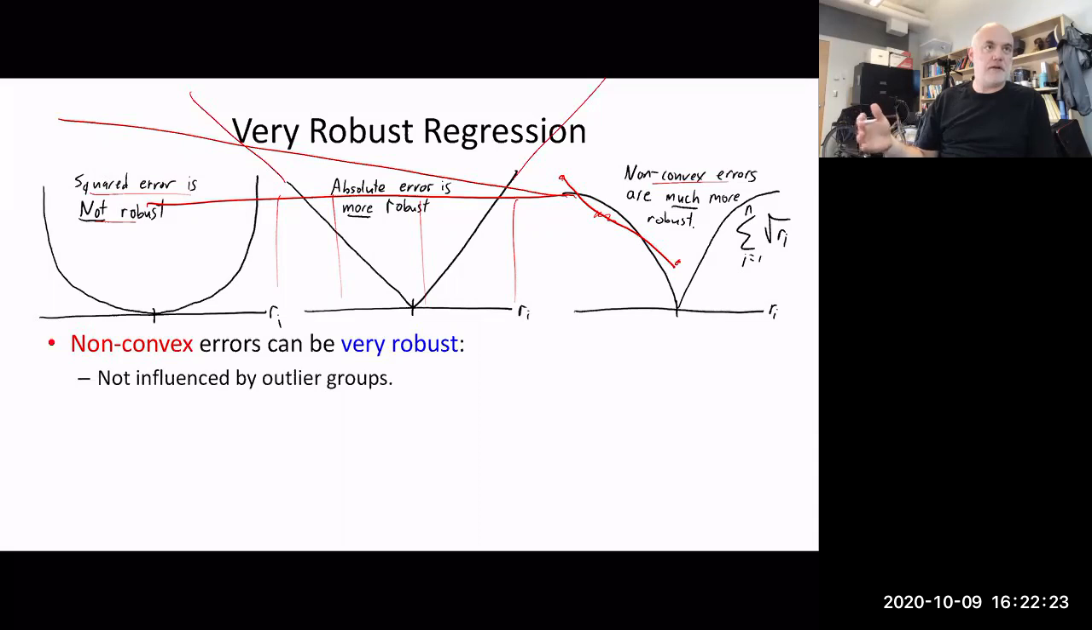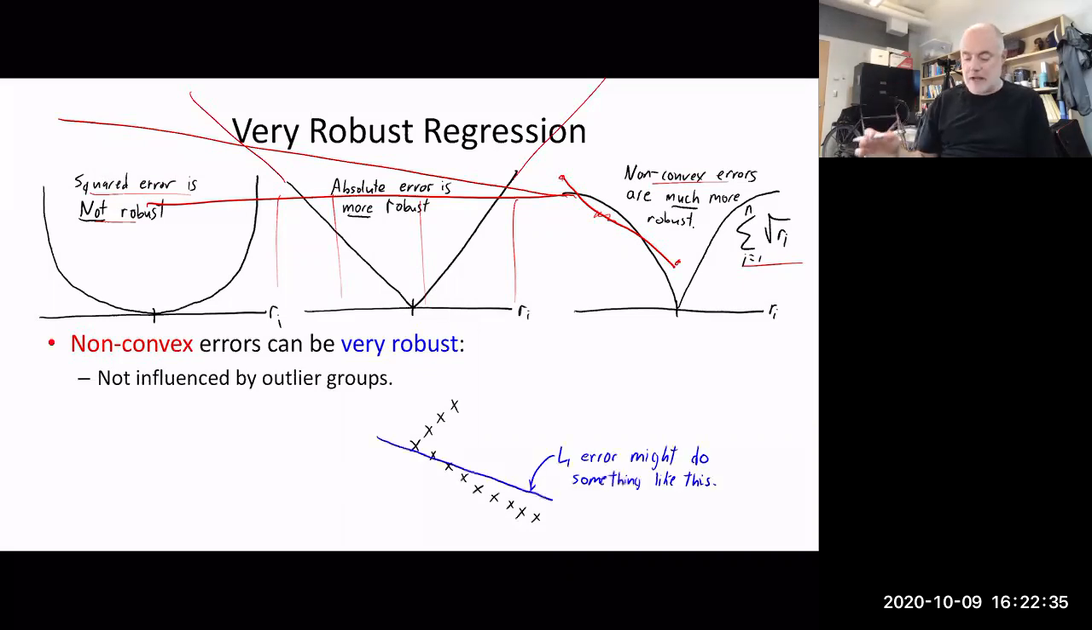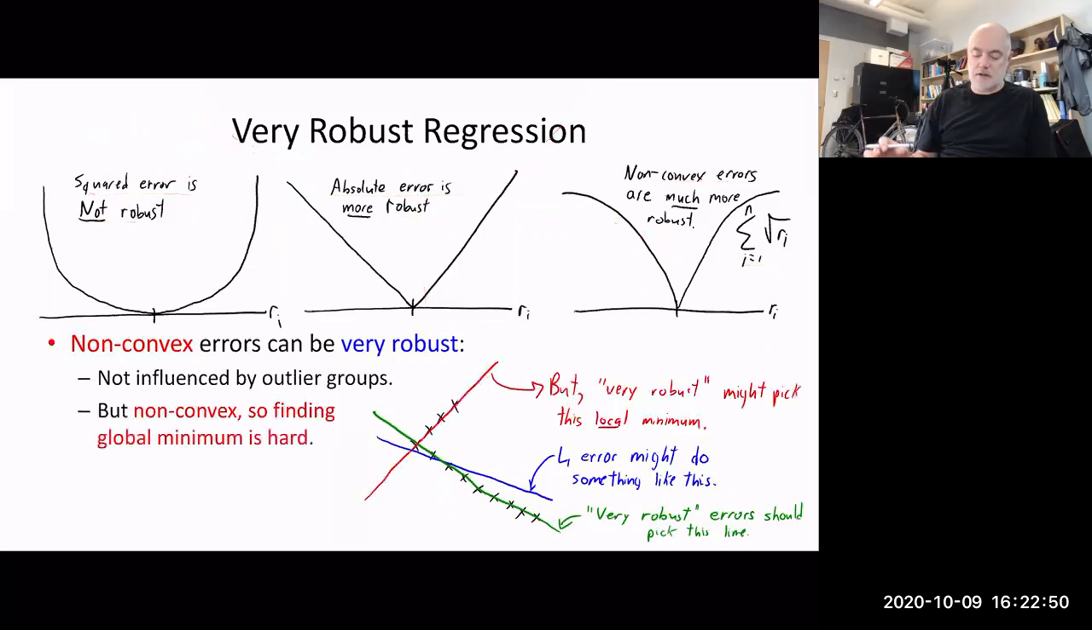And you can use them for regression, right? The issue though is that, well, you can fit them, and they're not going to be influenced even by outlier groups. So an L1 error on a data set that looks like this might give you a regression relationship that looks like this, but super robust errors might pick this line. Because the objective is non-convex, you're going to have a hard time, or you might find local minima rather than global minima, and you might actually end up with this regression relationship rather than this one, and you might need multiple restarts and all that sort of stuff.